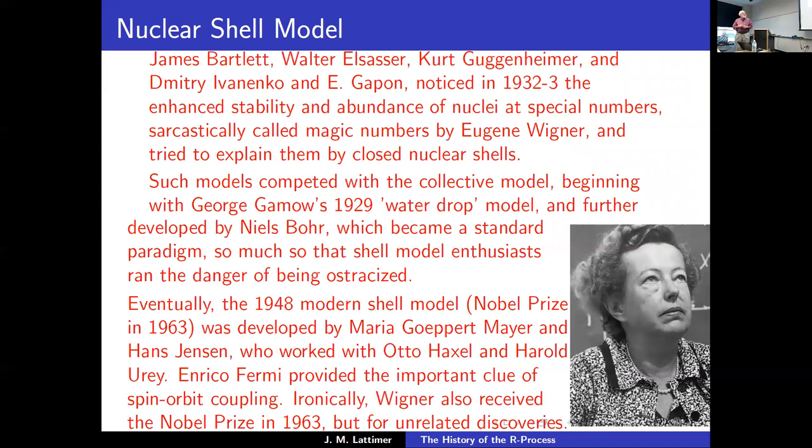But eventually the modern shell model was developed by Goeppert Mayer and Hans Jensen, who shared the Nobel Prize in 1963. Jensen worked with Otto Haxel and Hans Suess, and Maria Goeppert Mayer worked with Harold Urey, so many of the same people, very famous in nuclear physics and chemistry, are also connected here as well. And it was Enrico Fermi that gave Goeppert Mayer the clue of using spin-orbit coupling that allowed her to determine finally the correct magic numbers from a mathematical perspective. And it's somewhat ironic that Wigner received the Nobel Prize in the same year as Mayer and Jensen for unrelated discoveries connected with nuclear physics.